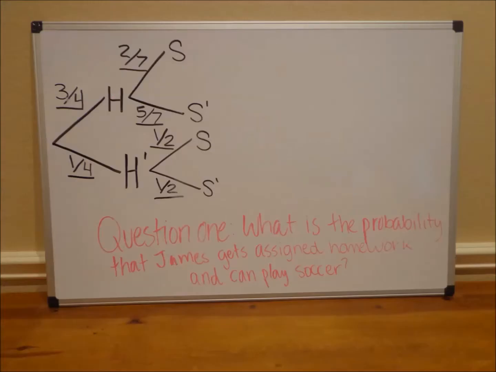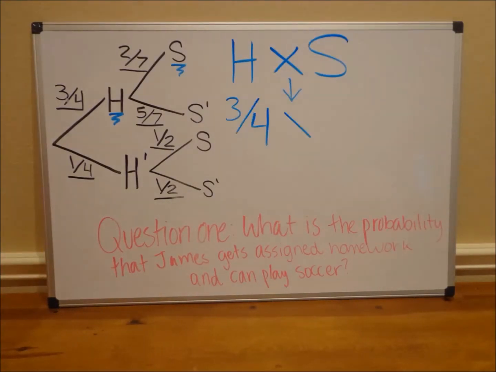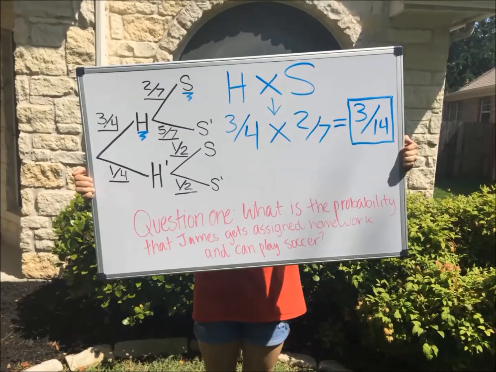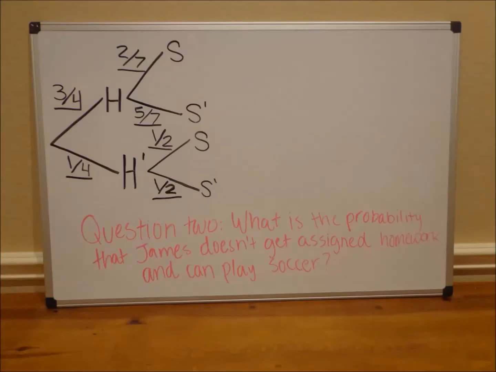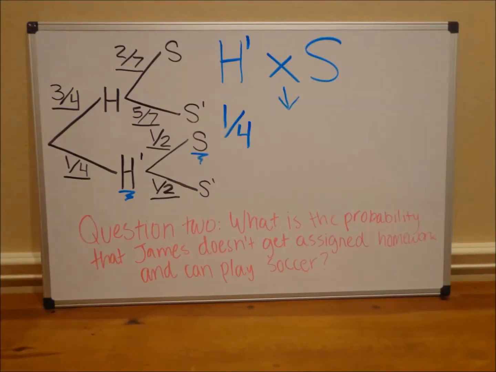To find the probability that James gets homework and can still play soccer, you would multiply 3/4 by 2/7 to get 3/14. To find the probability James doesn't get assigned homework and can play soccer, you would multiply 1/4 by 1/2 to get 1/8.